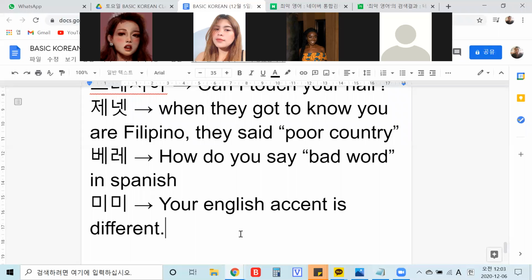Interesting. Because in the Philippines, you guys use English fluently as well, also using the Filipino language together, right? Is that correct? Yes. Yes. Interesting. Very interesting. Oh, okay. Your English accent is very interesting.